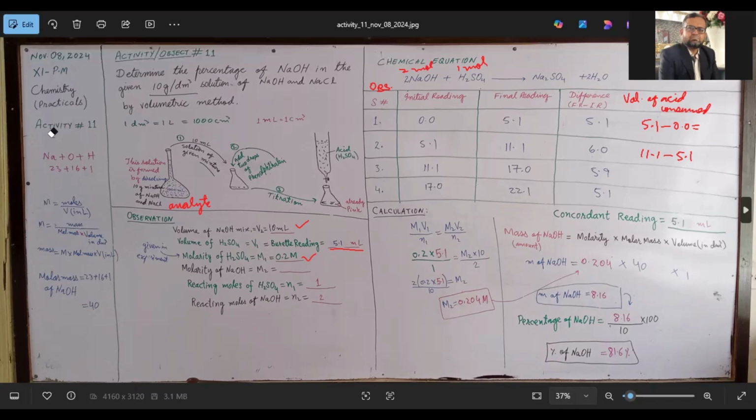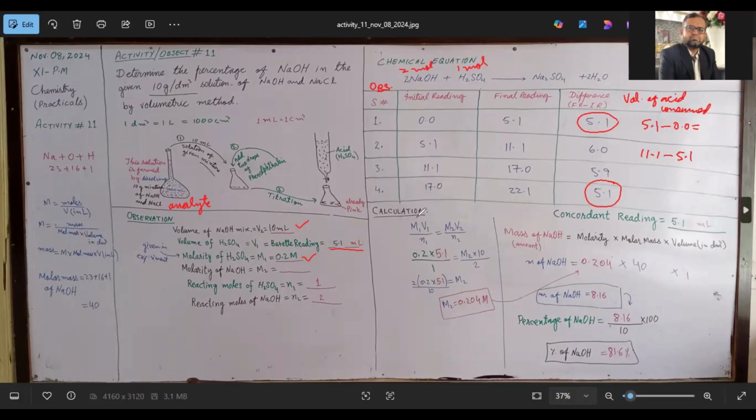The 2 concordant readings are this one and this one. So we consider this 5.1 is correct. So 5.1 ml is the correct burette reading. The concordant reading is actually the burette reading. So we have a formula M1V1 upon N1 is equal to M2V2 upon N2 for determining the molarity.